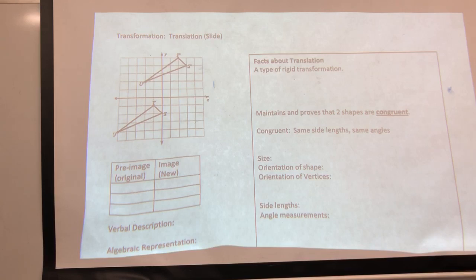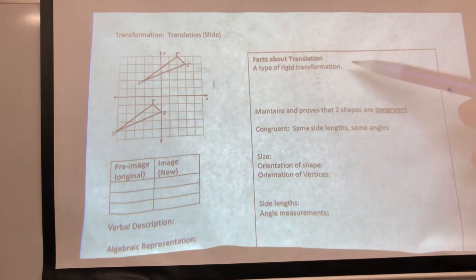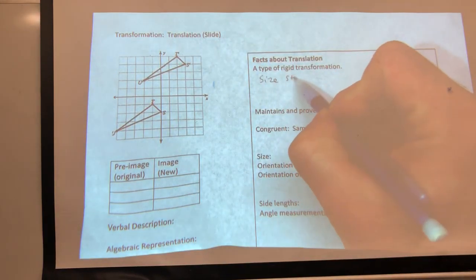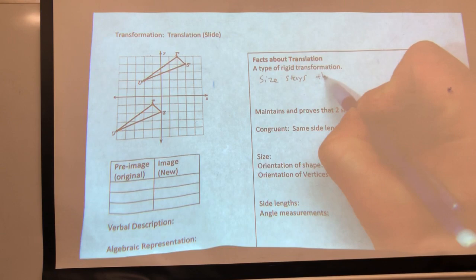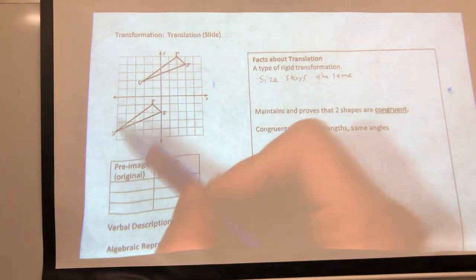Okay, so we're going to be talking about one of the transformations. This one is translation, which means to slide the shape. Translation is a type of rigid transformation, which means it doesn't change the size. So the size stays the same. So let's look at this first example here.